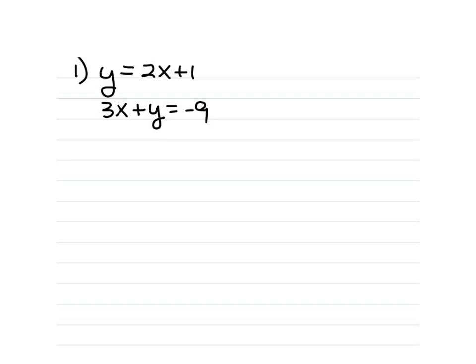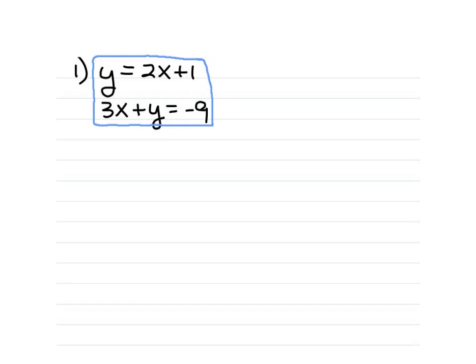All right, let's start with example number 1. Here's your system of equations. Step number 1, make sure that at least one of your equations has one of the variables, either x or y, isolated. And in this case, the first equation has y equals 2x plus 1. It already has y isolated on one side.